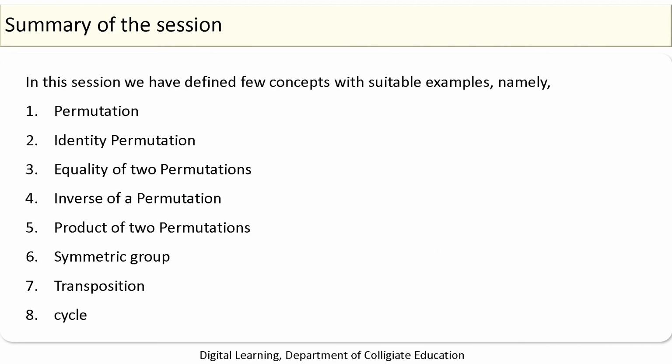So that's it in this session. Let us summarize what we have learned so far. In this session, we have learned some of the definitions: permutation, identity permutation, equality of two permutations, inverse of a permutation, product, also called composition, a symmetric group, the transposition, and also the cyclic permutation.